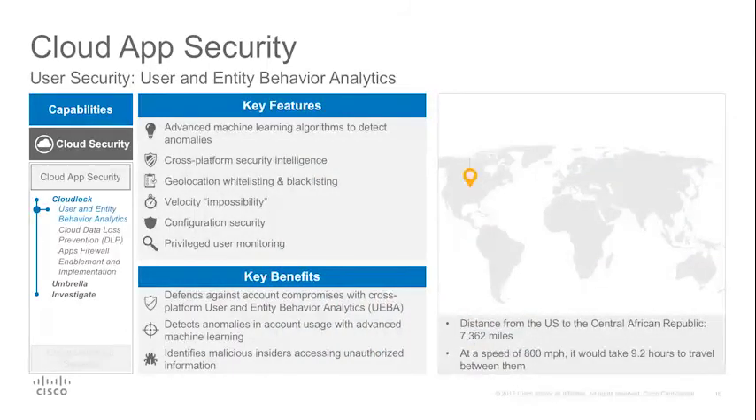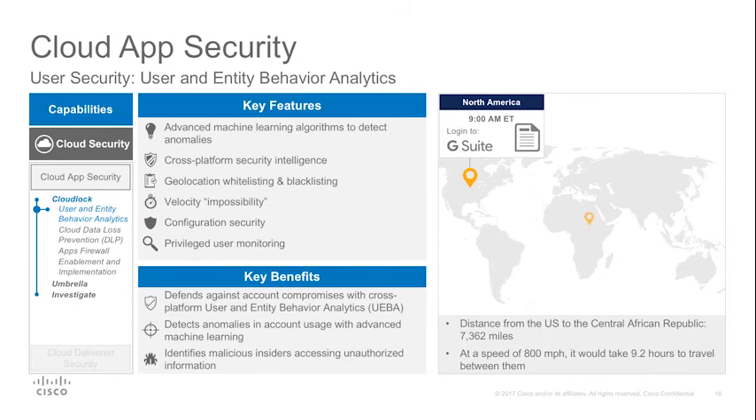With user and entity behavior analytics, Cisco CloudLock detects suspicious activity across platforms. By establishing a behavioral baseline for each individual user and continuously monitoring user activity, Cisco CloudLock detects potential anomalies that suggest malicious behavior. Thresholds can be established in centralized policies, and alerts can be sent to security operations in real time.